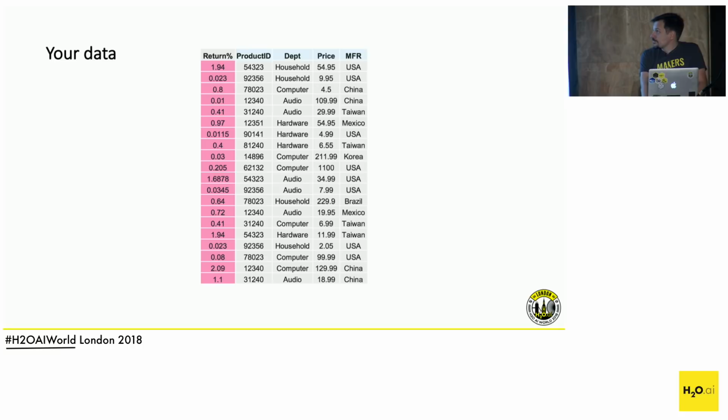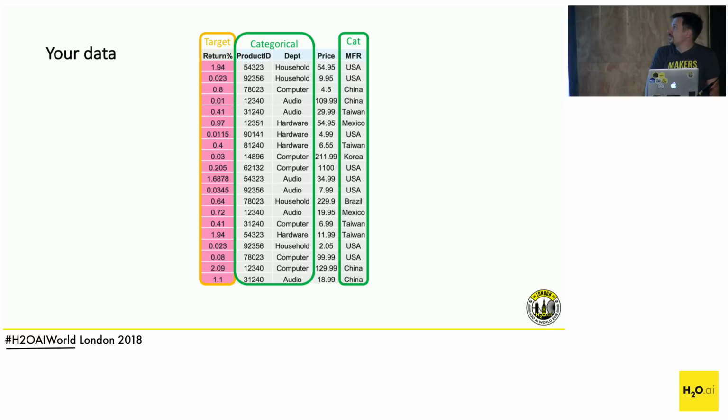You remember this slide from my presentation yesterday? It's the same data set, exactly the same picture. Imagine you have four columns with your features and one column is your target. You have a categorical feature, and you have a price, which is a numerical feature. Obviously, you can use price as it is. It's already a number. Fine.